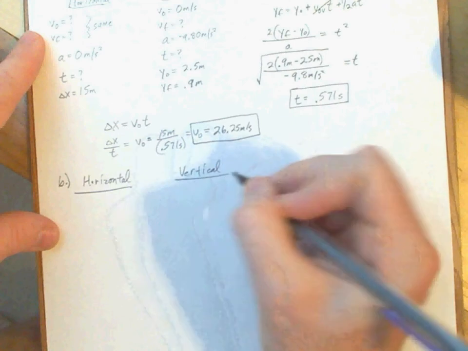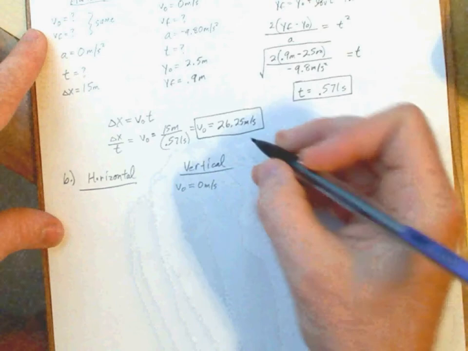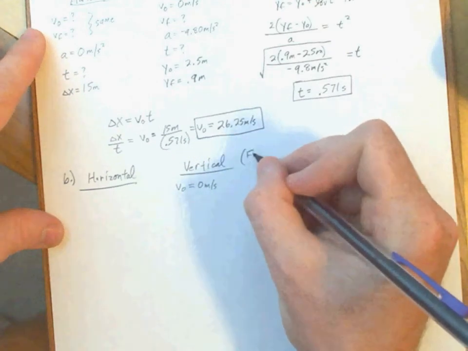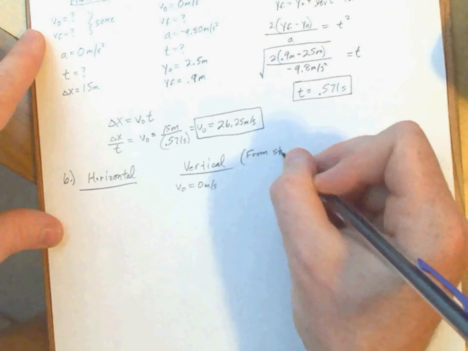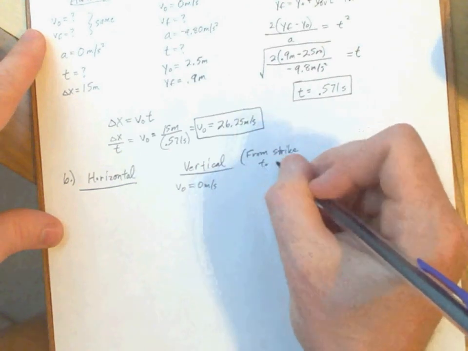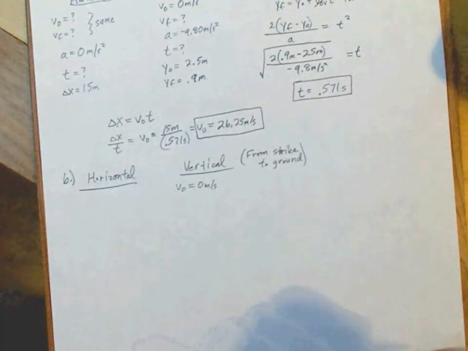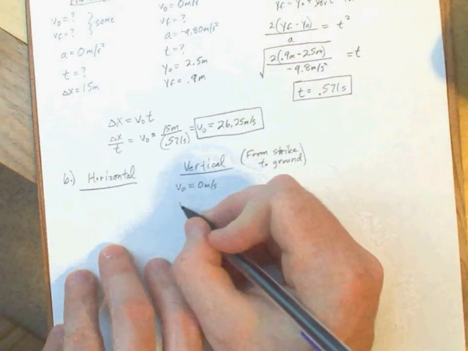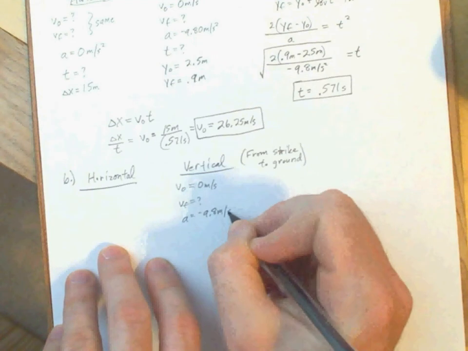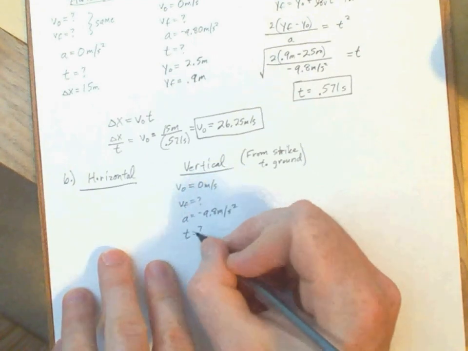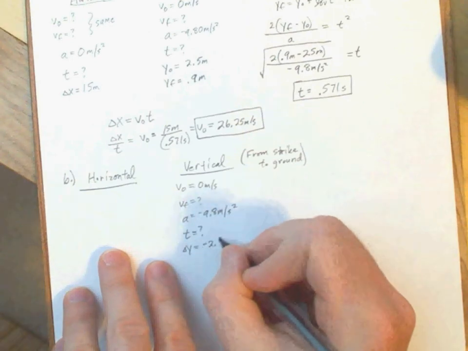Okay. Vertically, my speed's still going to be 0 meters per second. Now I'm going from strike to ground, because this is the entire service distance, from the instant I hit it till it hits the ground. Vertically, my speed starts at 0. I don't know what it ends at. I know my acceleration is negative 9.8. I don't know how much time that takes. But I know my delta y is going to be negative 2.5 meters. It's going to fall that far.